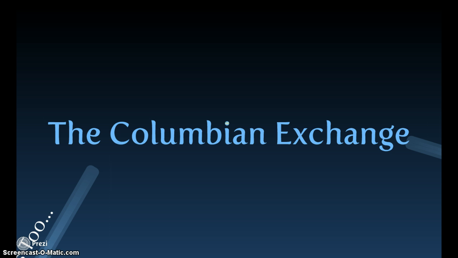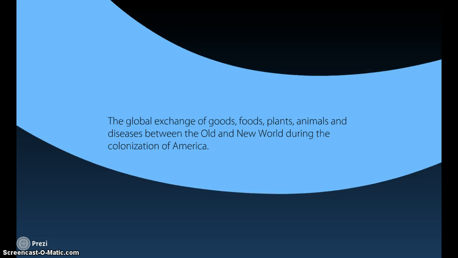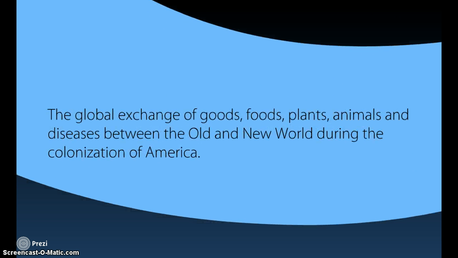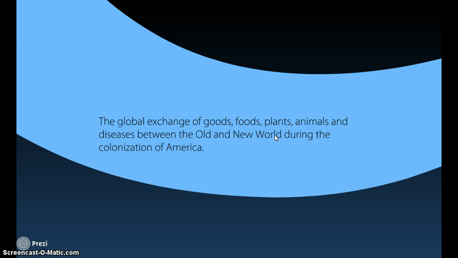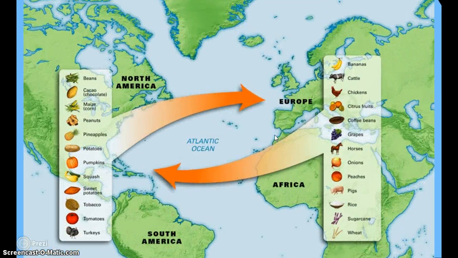So what was the Columbian Exchange? And there's your definition: the global exchange of goods, foods, plants, animals, and diseases between the Old and the New World. So between the Old World, which is Europe, and the New World, which is the Americas. We've already talked about a lot of those diseases and things already, but let's take a look and see what they are. So these are mostly food.